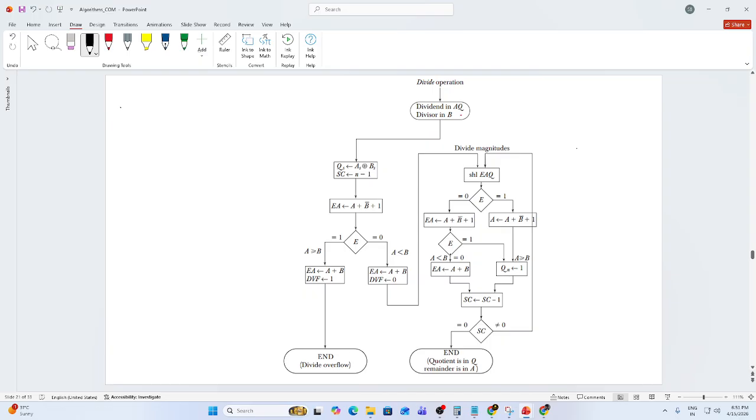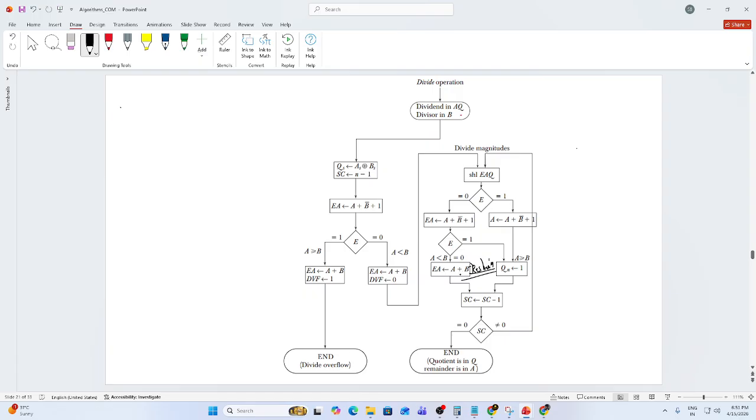If the carry is 0, if E equal to 0, what is the meaning? A is less than B. In this case I should not do A minus B, but I did A minus B. To get back my original partial product, I need to do A plus B. This is called the restoration step.